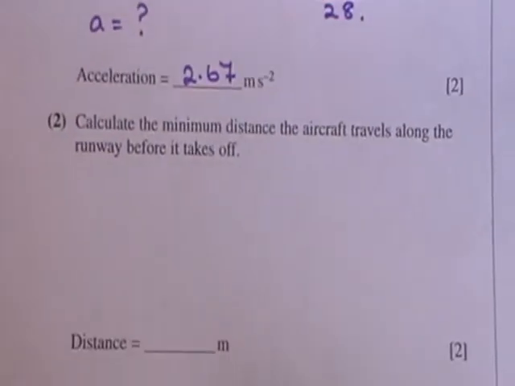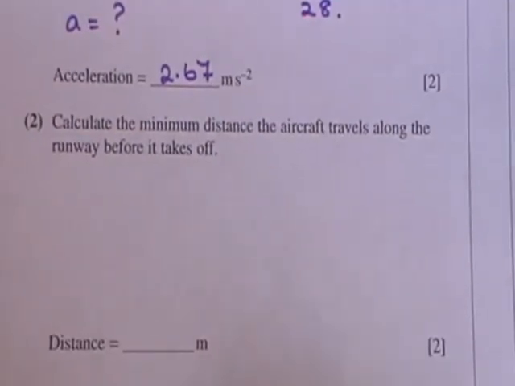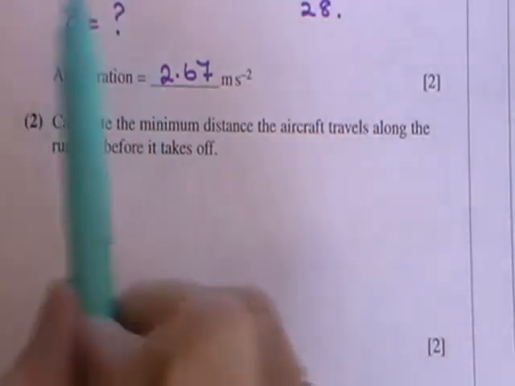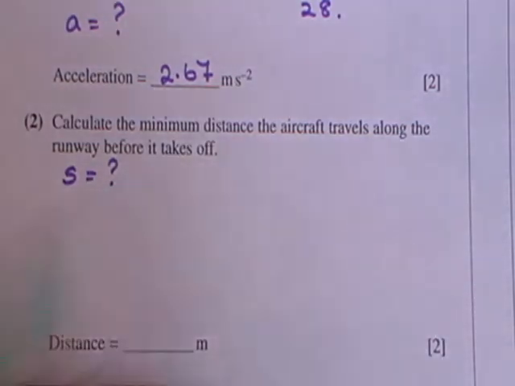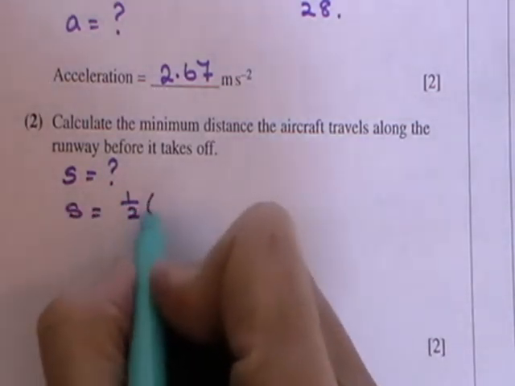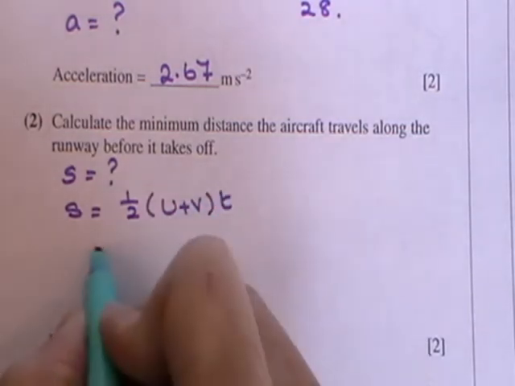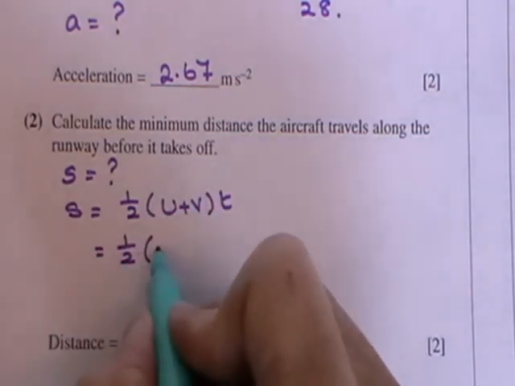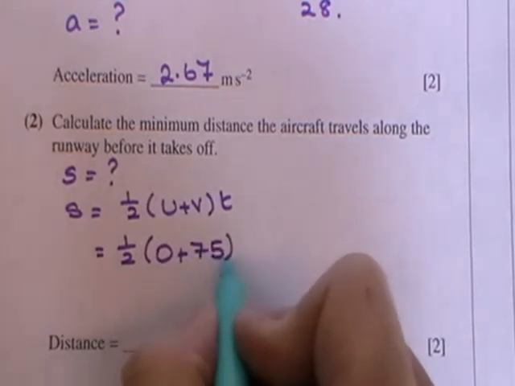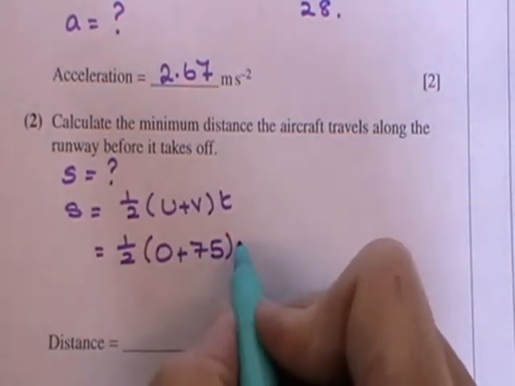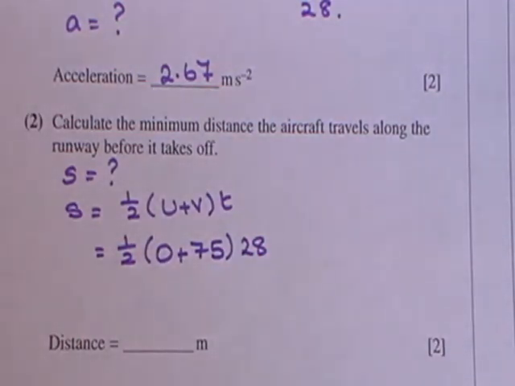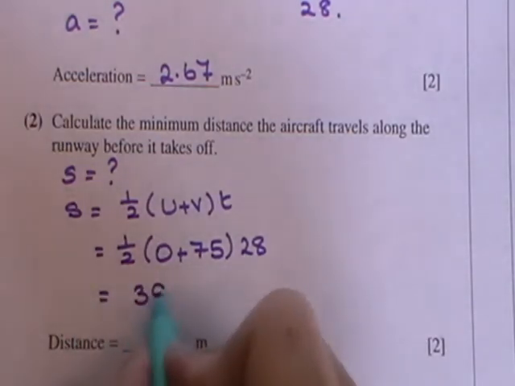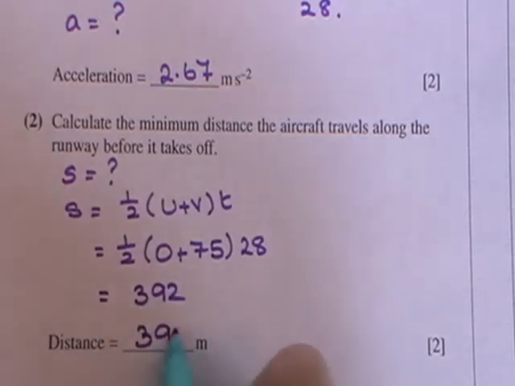Part 2: calculate the minimum distance the aircraft travels along the runway before it takes off. So in addition to all the things we know from the last question, we're looking for s. Really you can use any equation, just use the simplest one. s equals a half times u plus v, times t. That gives you a half, u is 0, v is 75, and t is, sorry, 28 seconds. It accelerates for 28 seconds. And that gives you an answer of 392 meters. 392 is your answer.